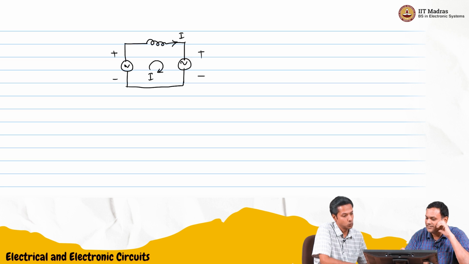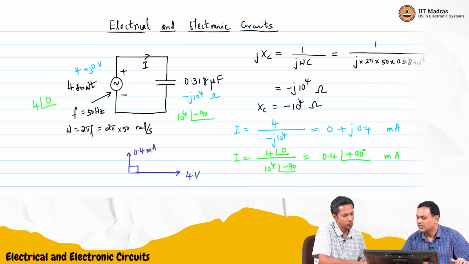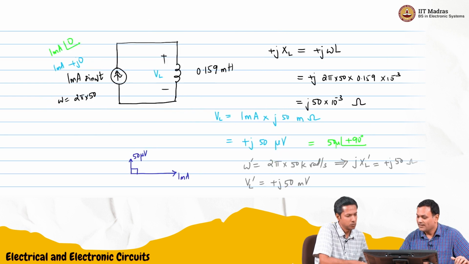So let us say the inductance, what did we use? 0.159 millihenry. Maybe we'll choose something else. We'll use 0.318, it is giving us nice whole numbers. Actually, instead of saying 0.318 millihenry, I'll say 318 millihenry.